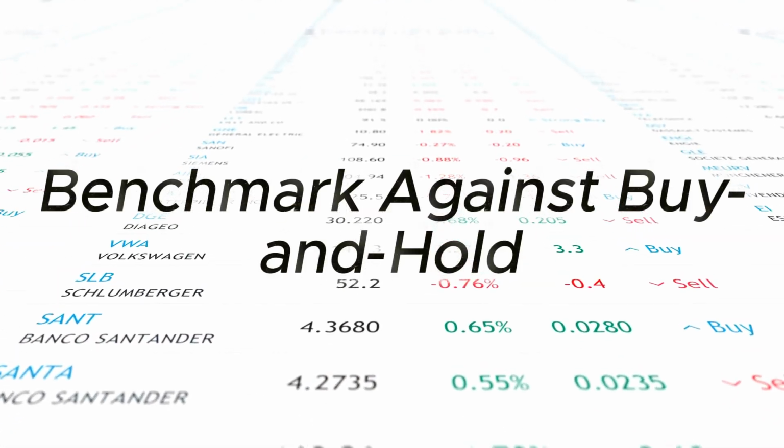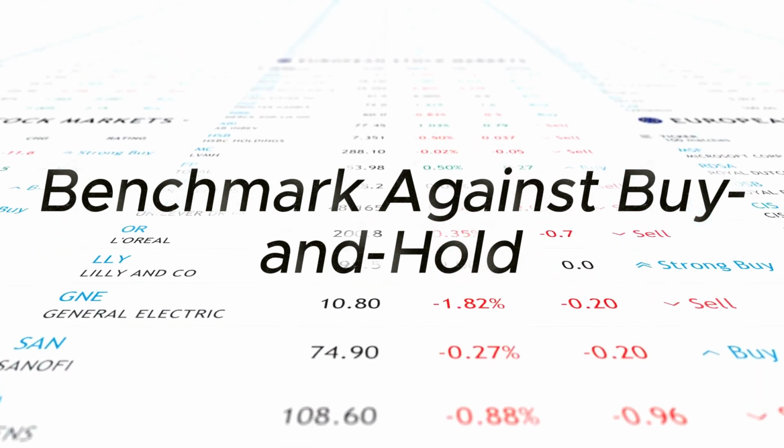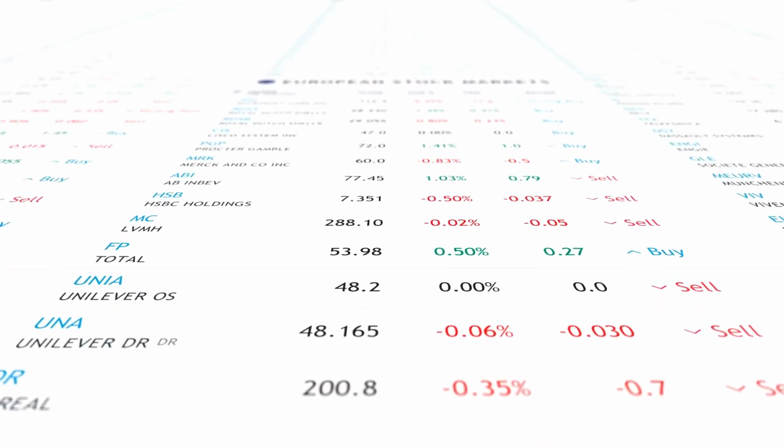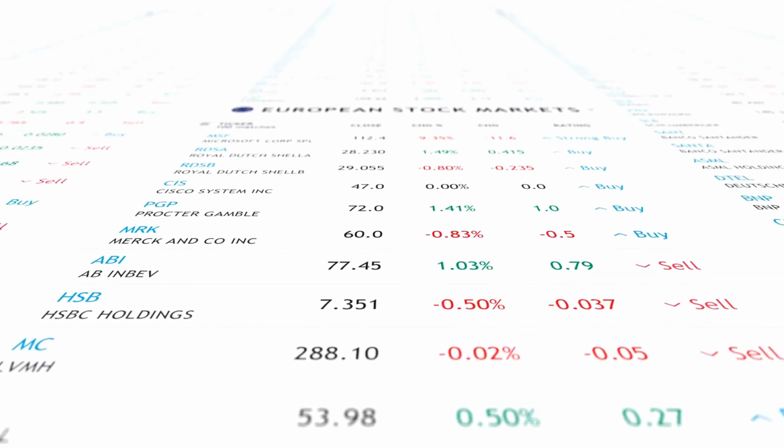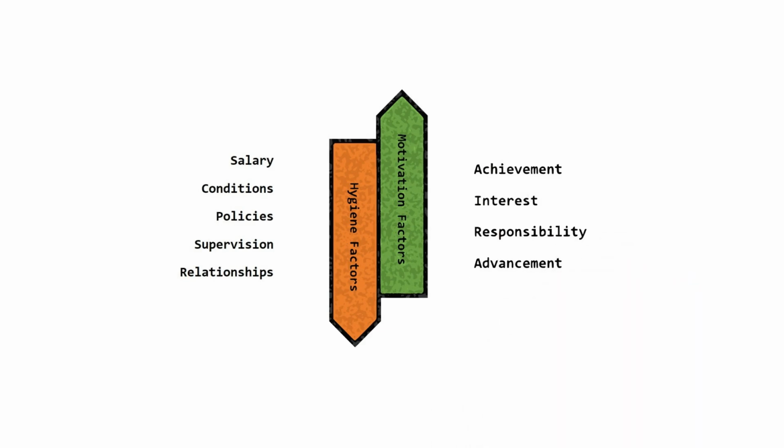Always benchmark your strategy against buy and hold. Measure drawdowns versus passive investing and track volatility-adjusted returns against ETFs. This will help you determine if your system's extra effort is worth the edge.